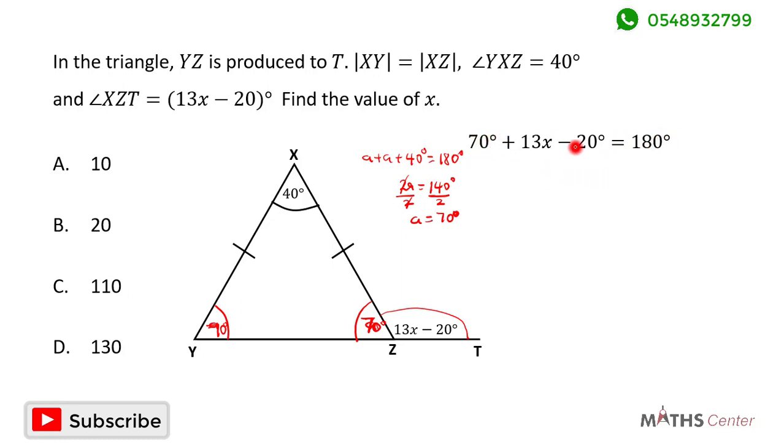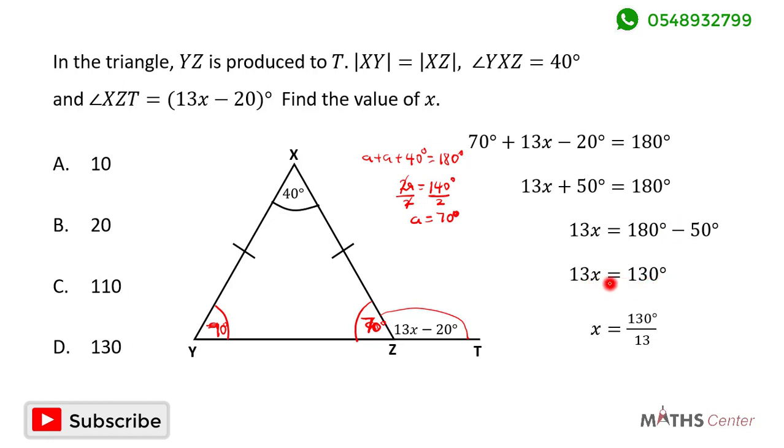70 degrees minus 20 degrees will give us 50 degrees. And so we will have 13x plus 50 degrees is equal to 180 degrees. When we send 50 degrees over to the right hand side, we will have 13x is equal to 180 degrees minus 50 degrees. 180 degrees minus 50 degrees will give us 130 degrees. And so 13x is equal to 130 degrees.